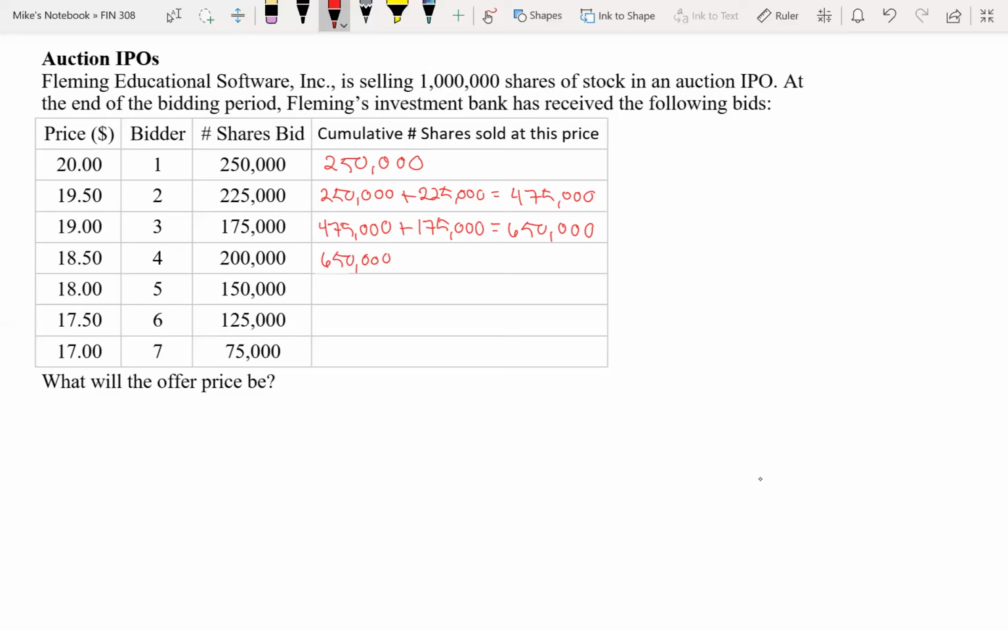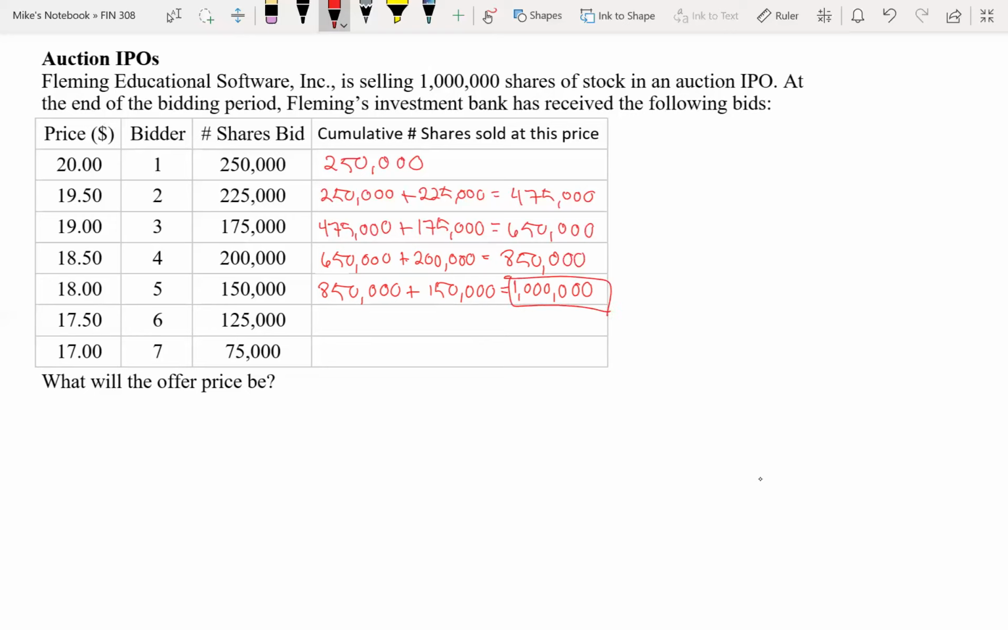So if we set the price at $18, bidders 1 through 4 would be able to pay less than what they were willing to pay. And then we also get bidder 5 into the game because we've lowered the price to $18, and bidder 5 said that they would buy 150,000 shares. We finally sell the 1 million shares that we want. And so that gets us to the point that we would need to be able to sell all outstanding shares.